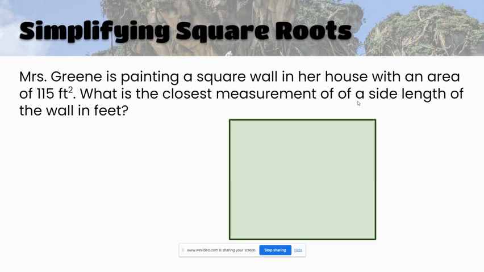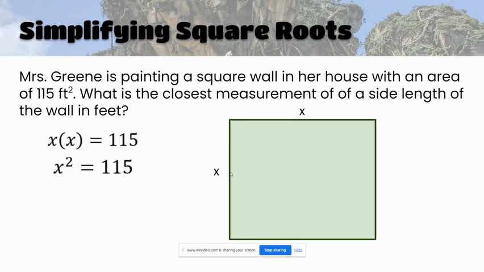Here it says Miss Green is painting a square wall in her house with an area of 115 feet. What is the closest to the measurement of a side length of the wall in feet? Well, if it's a square wall, the side lengths have to be the same. So if I call this side length x, this one also has to be x. And if I find the area of a square, that's length times width, or x times x, and that's equal to the area I gave you, which was 115.